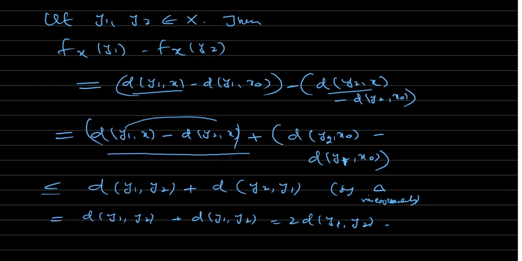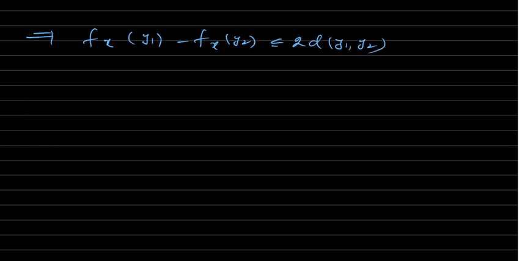तो आपके पास ये अभी विदाउट मॉड आपको ये मिला है. So this means we have this fx y1 minus fx y2 is less or equal to twice d y1 y2. अब मुझे चाहिए एक्चुअली minus twice d times this should be less or equal to this.